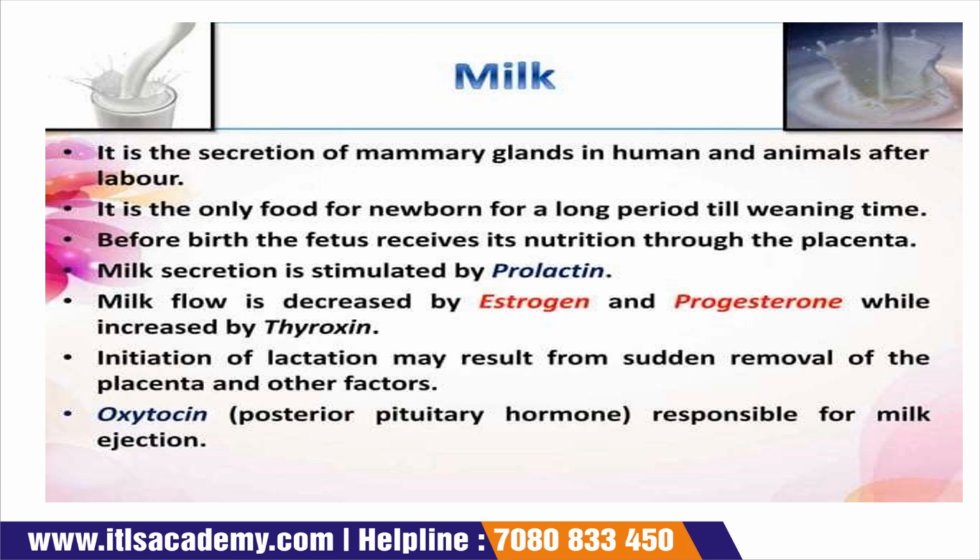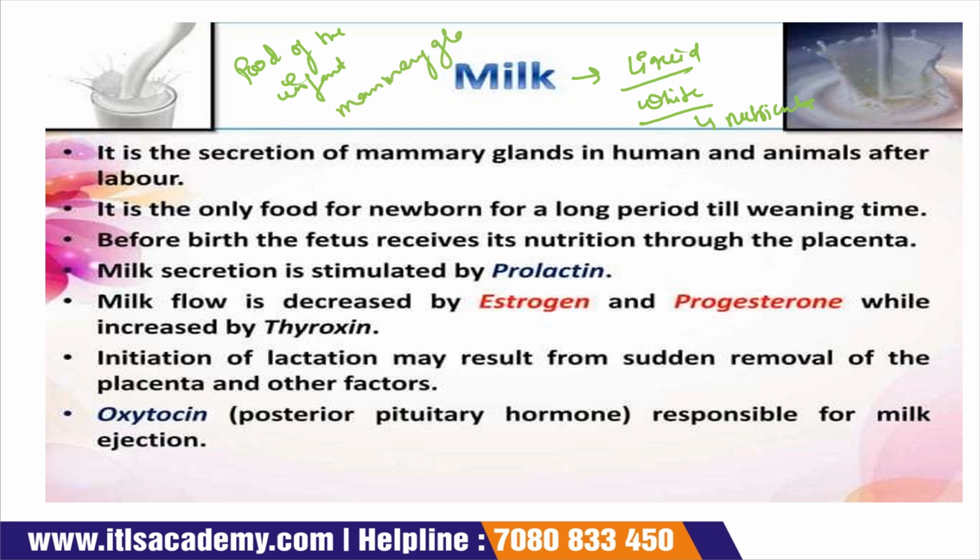So basically, what is milk? Milk is a white colored liquid, and it is rich in nutrients. Basically, it is the food of the infant. It is secreted by the mammary glands in humans and animals after labor. So this is the basic information about milk.